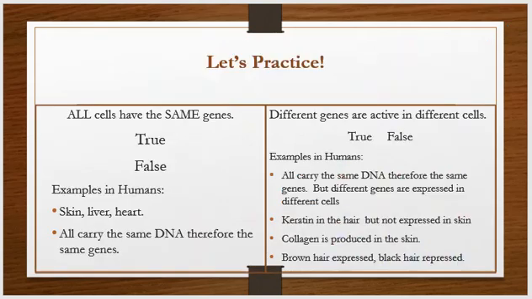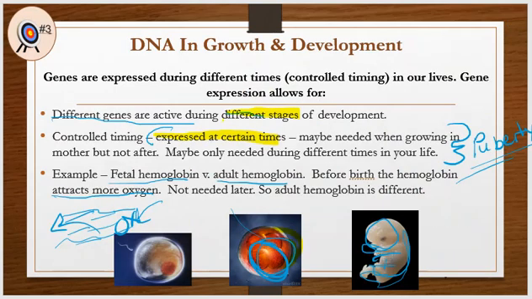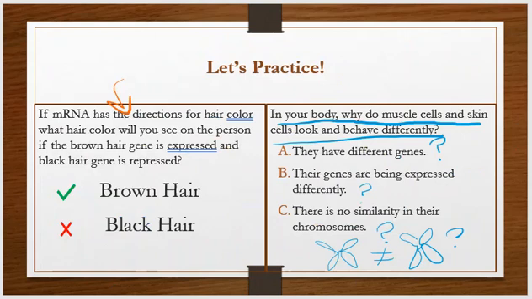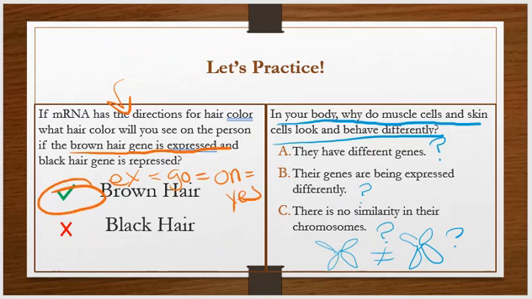So, oops, there we are, my bad. So if mRNA has the directions for hair color and the brown hair is expressed, that means go, means on, means yes. So in this case, the brown hair is expressed. The black hair is repressed. Re means stop, means no protein.